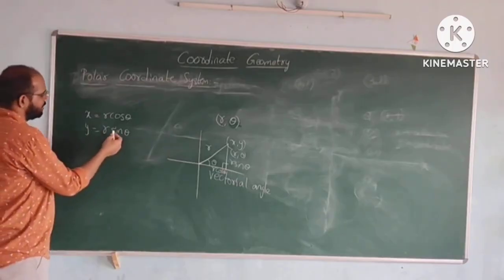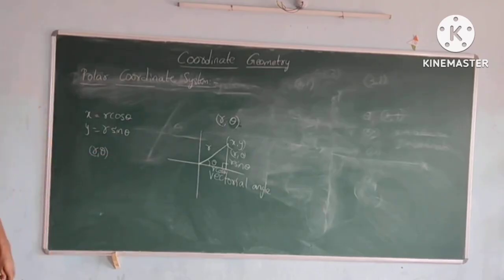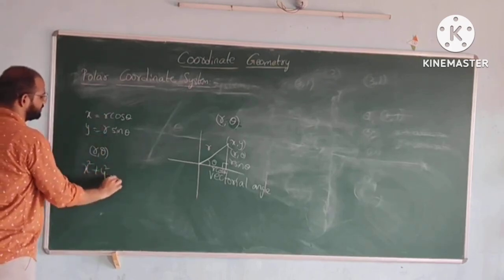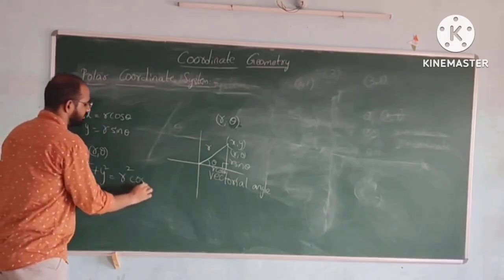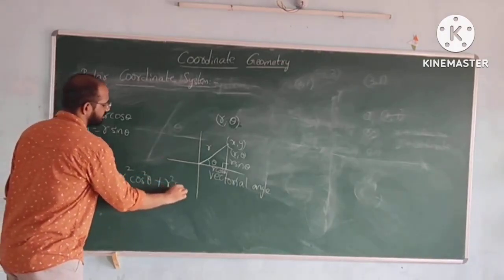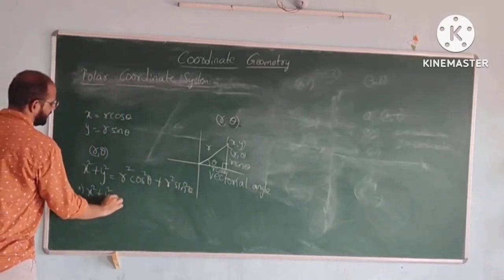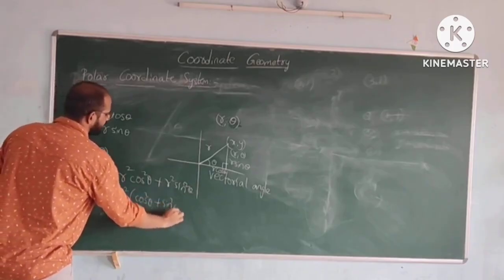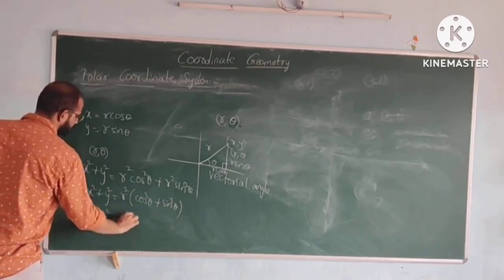First of all, we were given only polar coordinates. By using this relation, what can we tell? x square plus y square equals r square cos square theta plus r square sin square theta. By this we can tell x square plus y square equals, if you take r square common, r square into cos square theta plus sin square theta. So x square plus y square equals r square.